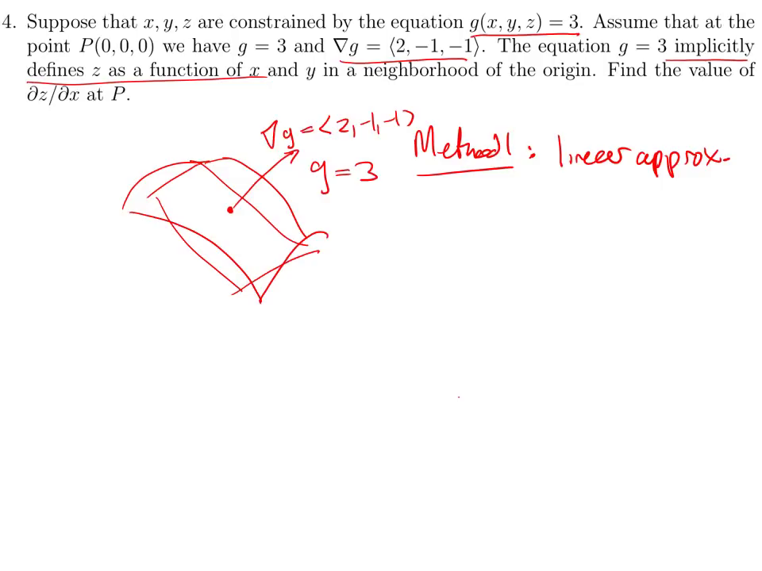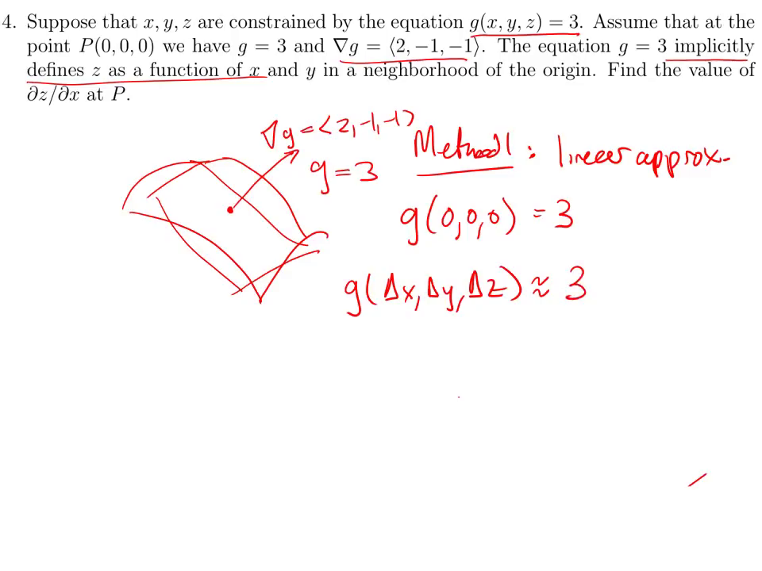So this information is contained in the gradient. What do I know about the linear approximation at the origin? Well, suppose I know the value at the origin is just 3. But what's the value at a point near the origin? Say with changes delta x, delta y, delta z. Well, it's about equal to the linear approximation, which is the value at the origin plus the partial derivative in x times delta x plus g_y delta y plus g_z delta z.